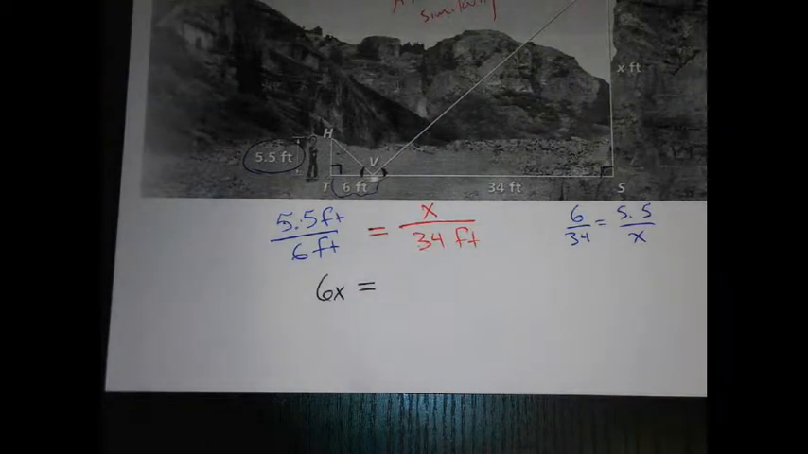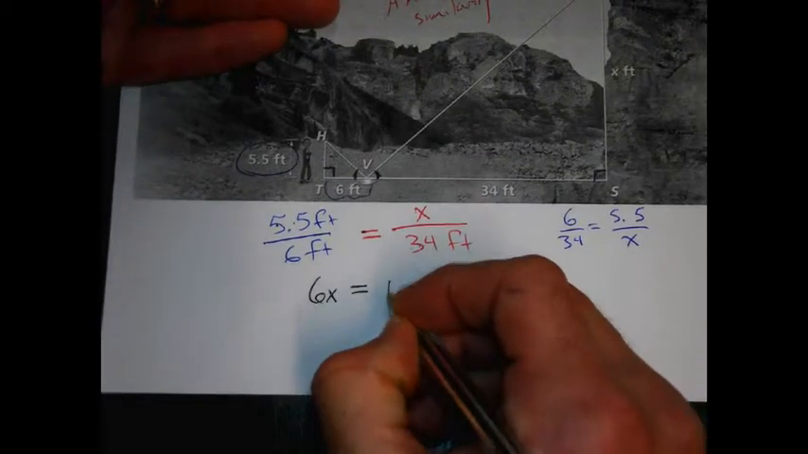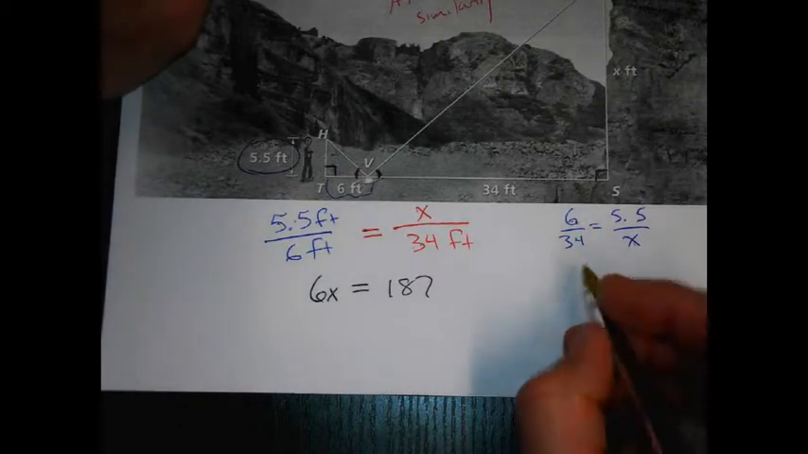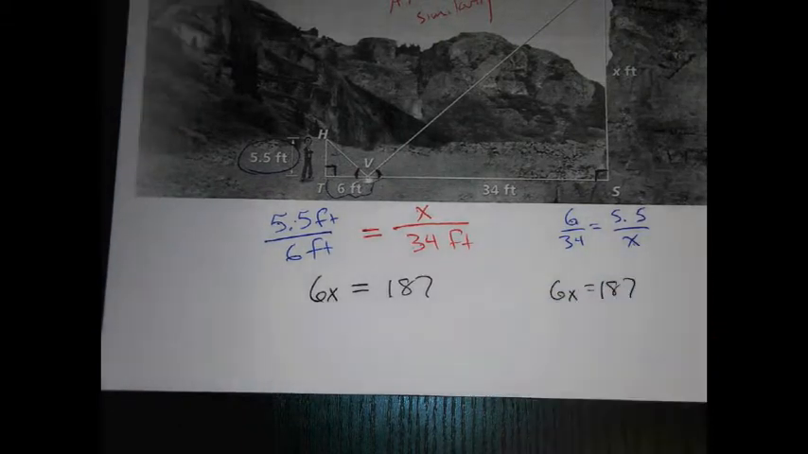Okay, so I just have to do a quick calculation. I don't know why I'm not doing this in my head, and I feel guilty for not doing it in my head, but every time I look at a decimal, I'm like, oh, I need a calculator. I shouldn't. Anyway, 5.5 times 34 gives us 187. No matter what, the product of the means is equal to the product of the extremes. In this case, the product of the extremes, 6x, is equal to the product of the means, 187.